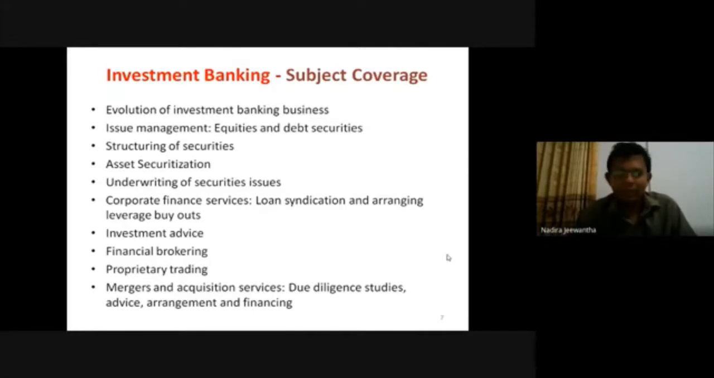Securitization paper. What can be securitized? Car loans, credit card receivables, leasing, auto loans, and all those things. We can do that. You can securitize it. But in Sri Lanka, the popular one is that leasing companies can securitize it.